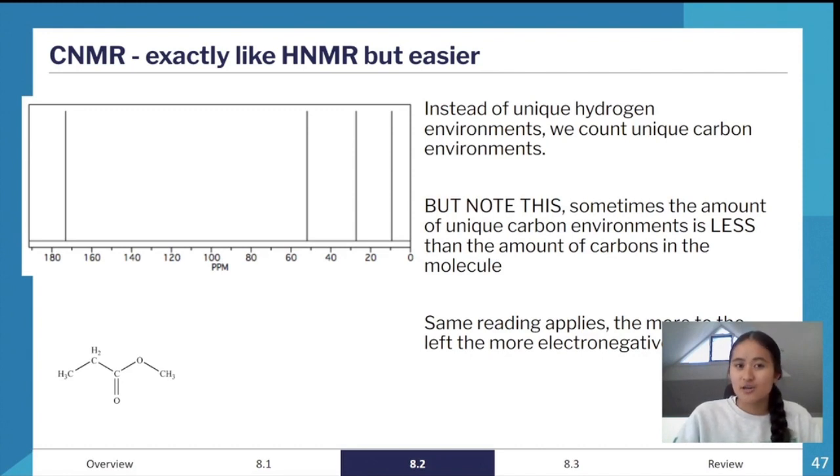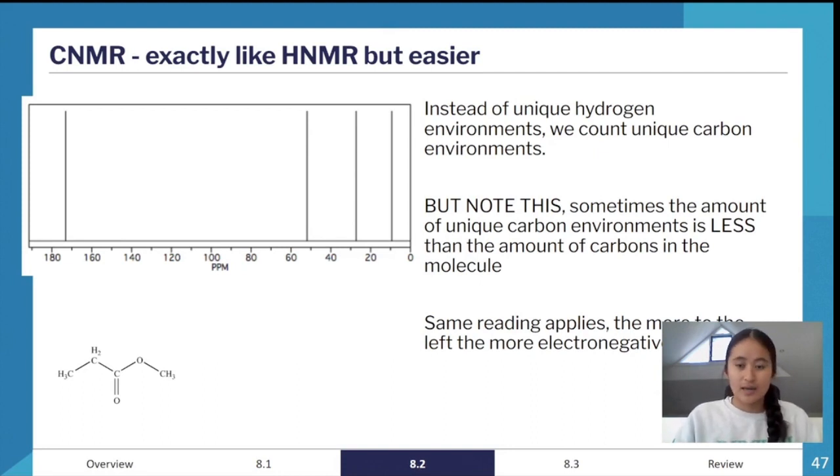It's just an easier version of HNMR. Basically how we read this is, instead of unique hydrogen environments, it's unique carbon environments. An important thing to remember, which I think a lot of people get confused on, is that just because it's a unique carbon environment does not mean the number of unique environments corresponds to the number of carbon atoms. Sometimes you'll get a very symmetrical molecule.